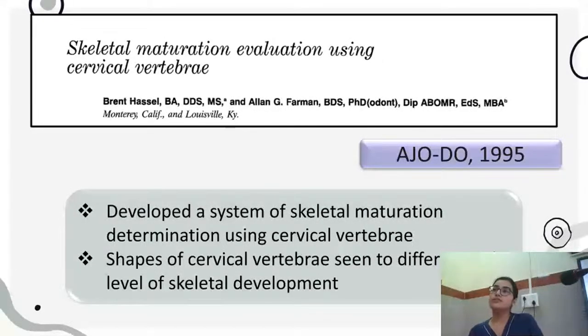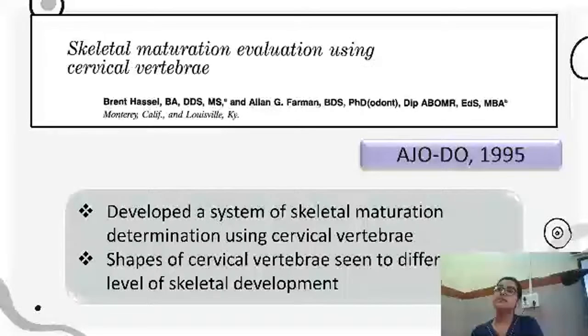So the bodies of the cervical vertebrae C2, C3, and C4 initially are wedge shaped, then they become triangular, and then at last they become squarish in shape. In addition, as the person matures, the inferior borders of the vertebrae become concave, and the curvatures which appear on the inferior borders appear in a sequential manner in C2, then C3, and then C4 as the person matures.